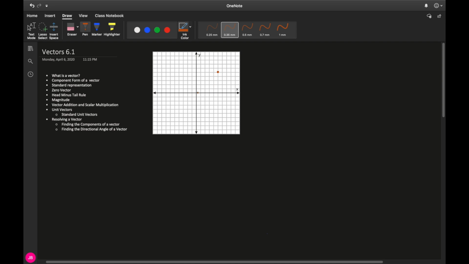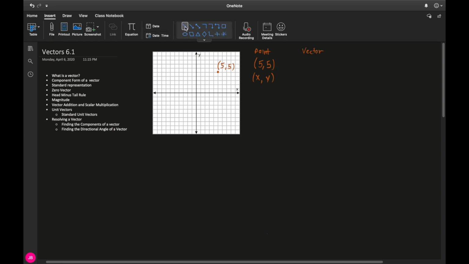So let's say we have a point there. We have a point 5, 5. And that right there represents a single point. 5, 5. This is a point that has both an x and a y coordinate. Now, a vector can be described as a directed line segment.